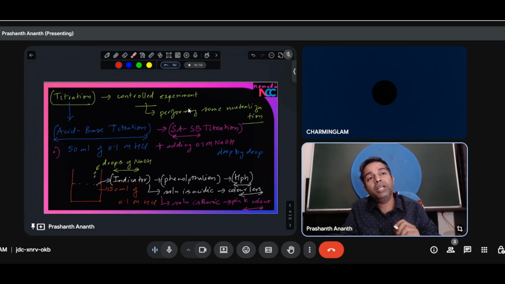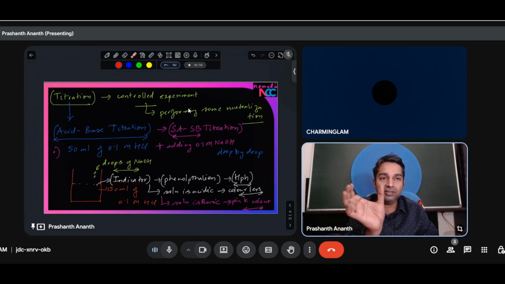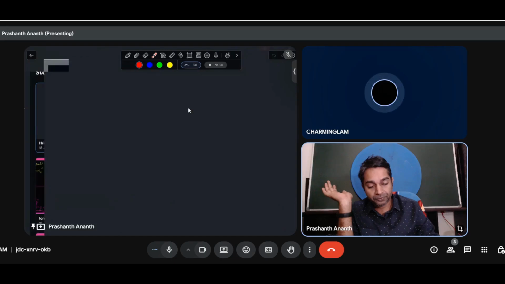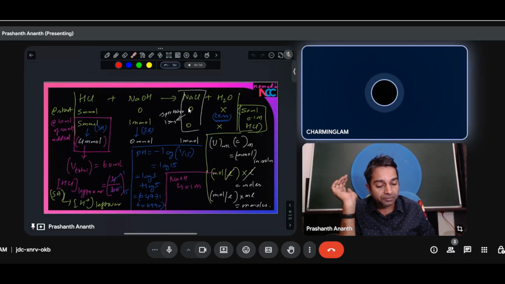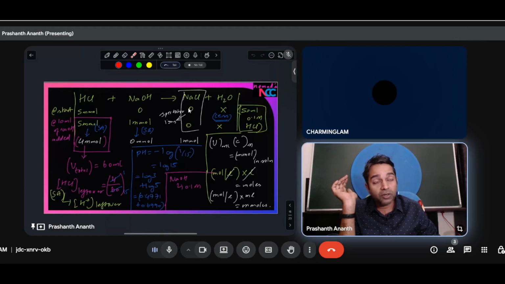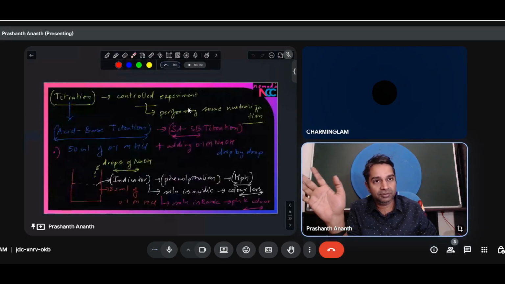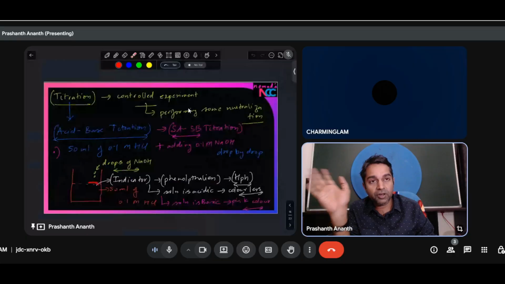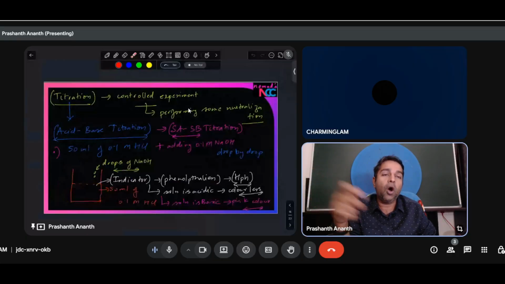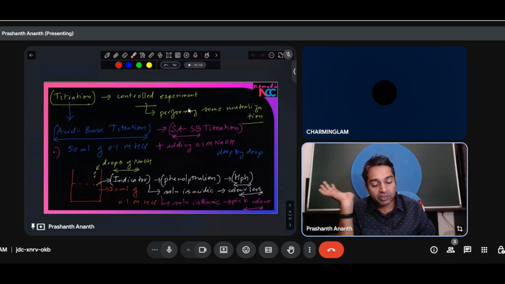To tell me if the reaction is completed or not, because my HCl solution is a clear solution, my NaOH solution is also a clear solution, NaCl solution is also a clear solution. When I am considering HCl solution or NaOH solution or sodium chloride solution or sugar solution, they are all going to be nice, clean, clear solutions, no color.